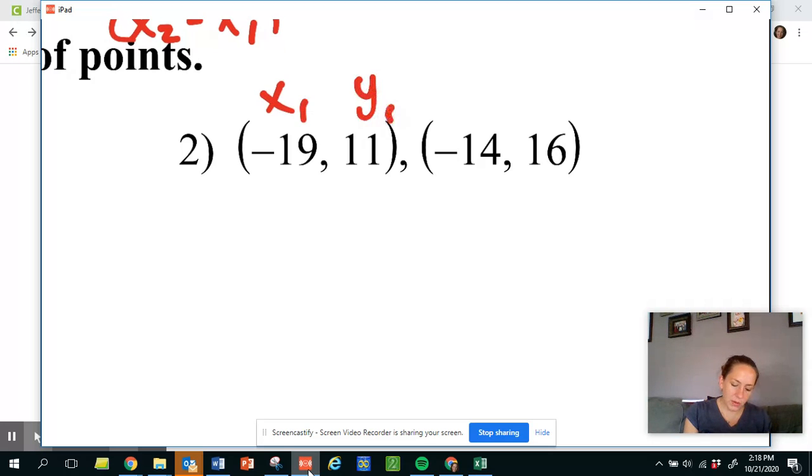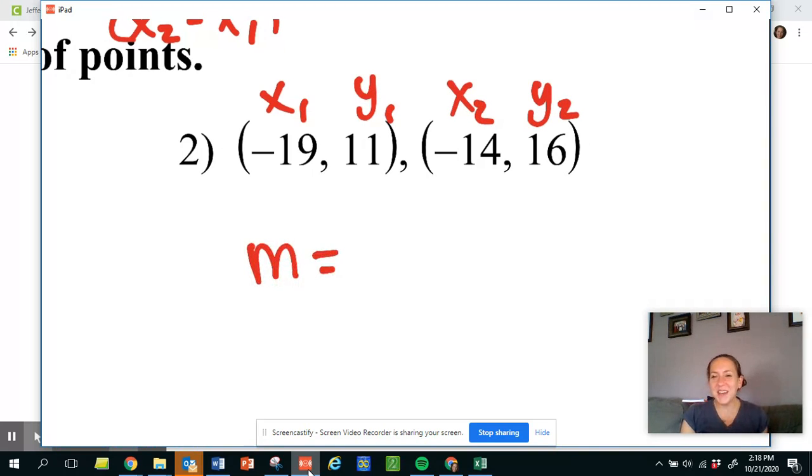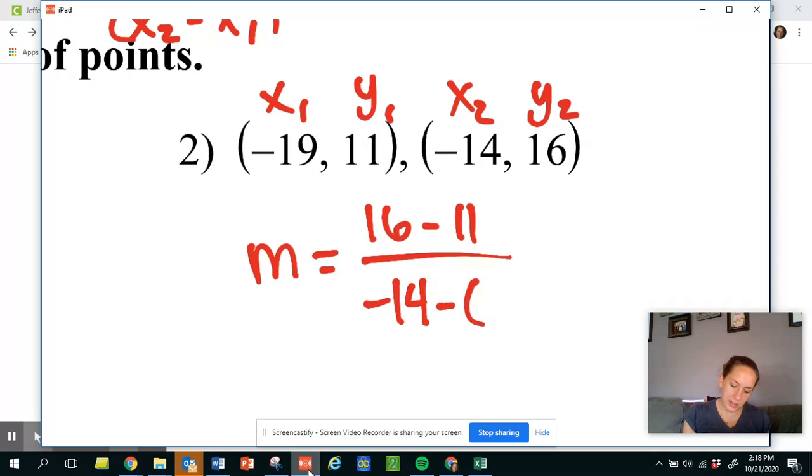So I've got x1, y1, x2, y2, and I'm going to subtract my y's on top, followed by my x's on the bottom. So I'll have 16 minus 11 over negative 14 minus negative 19.